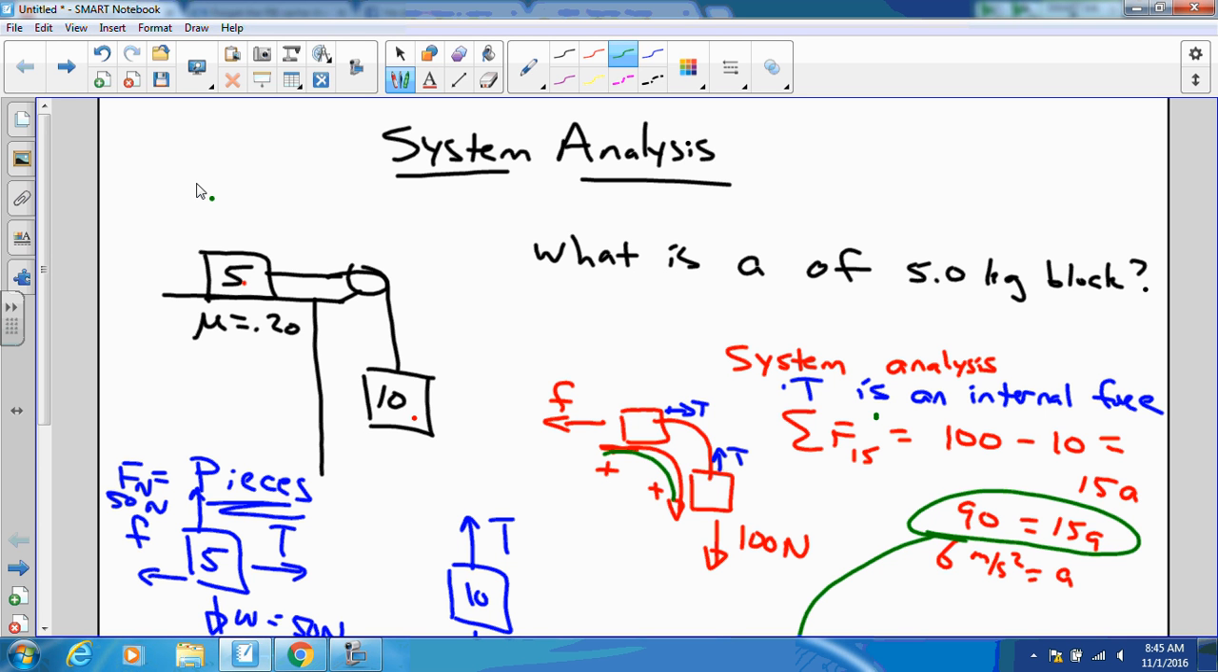So let's come back and do a system analysis for number 88. We've got a frictionless plane. They want us to find blah, blah, blah.